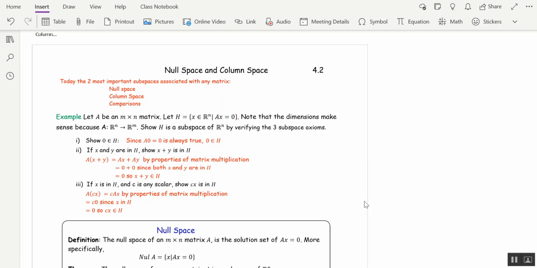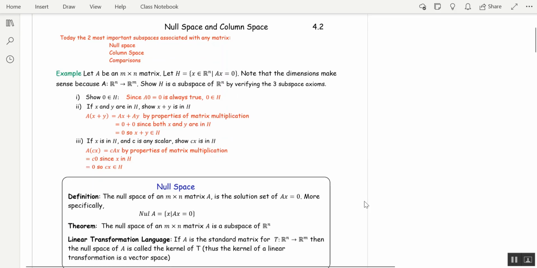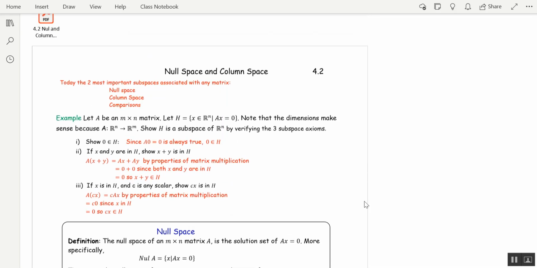Welcome to section 4.2. Today we're going to talk about the two most important subspaces associated with a matrix A, and those would be the null space and the column space. I've started us out with a proof that H equal to the set of all x in Rn such that Ax equals 0 is indeed a subspace of Rn.